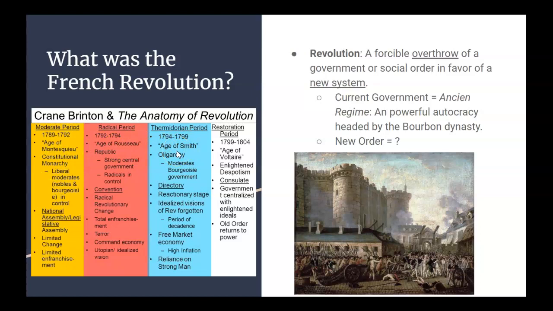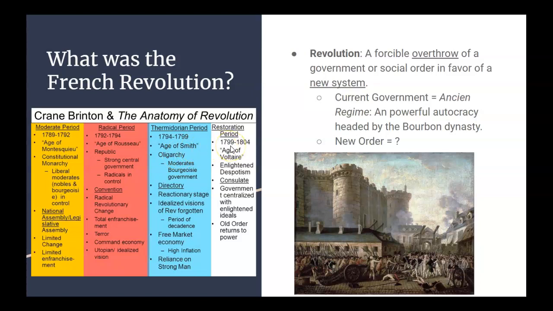So the cooling period, or the Thermidorian period, is the third period of a revolution, and they are characterized by slow change in reaction to the crazy change of the radical period. A lot of times the cooling period is also ineffective. A lot of times they're effective at calming people from the chaos of the radical period, but very little change happens during the Thermidorian period.